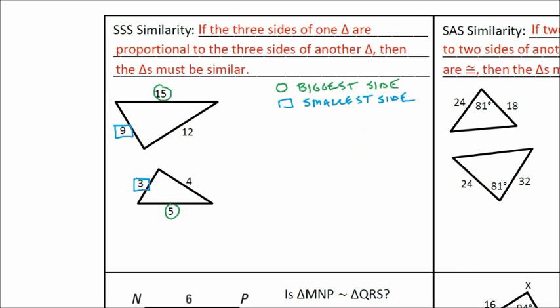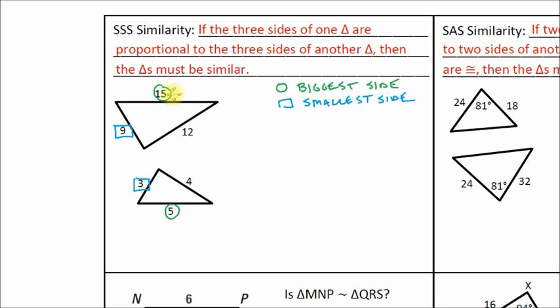Now here's how you can figure out whether these two triangles are similar or not. If the ratio of 15 and 5 is equal to the ratio of 9 and 3, and that's equal to the ratio of 12 and 4, then we know these two triangles are similar because we're actually proving the sides are proportional. Or another way to say it is the sides have grown or shrunk by the same scale factor.